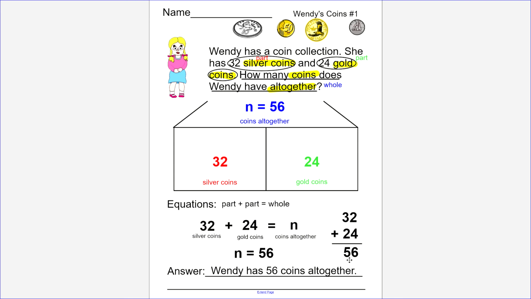Finally, I look at my question, my answer, and I ask myself, did I restate the question? Did I write a complete sentence? Wendy has 56 coins altogether. The question asked, how many coins does Wendy have altogether? So my answer, Wendy has 56 coins altogether, answers the question and restates it.